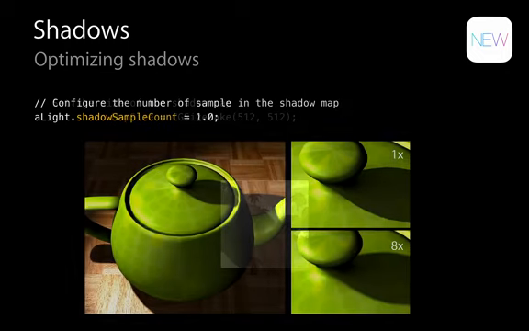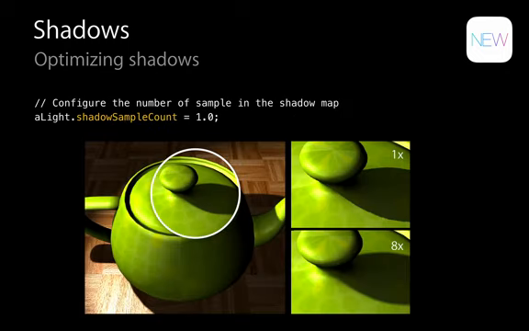You can also play with the shadow sample count property on SCNLight. This improves a lot the complexity of the shader that is generated to compute the shadows. Note that on iOS, it is already 1x by default, which corresponds to hard shadows, and it is 8x by default on OS X for smooth shadows.